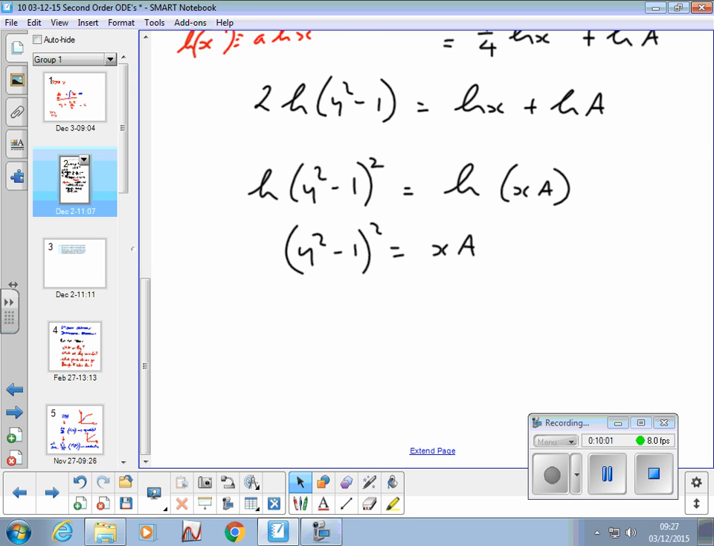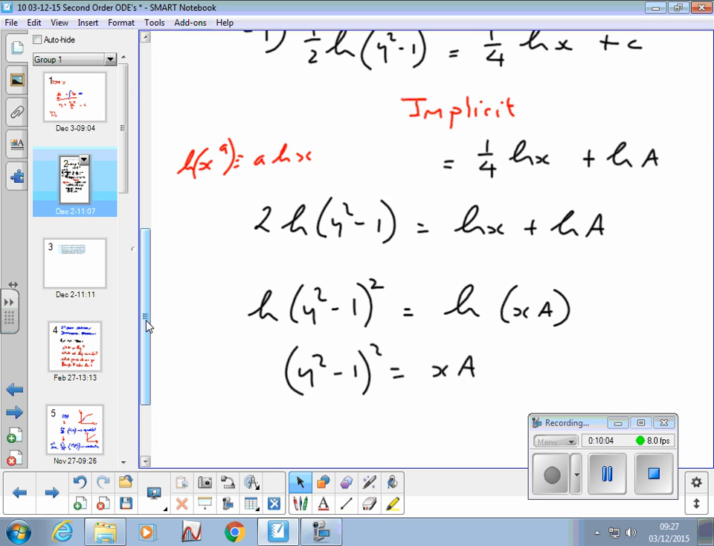What I wanted to do with this one was to look at what we do with these logarithms, which is something that we were thinking about last week, wasn't it? So that's another example of that.